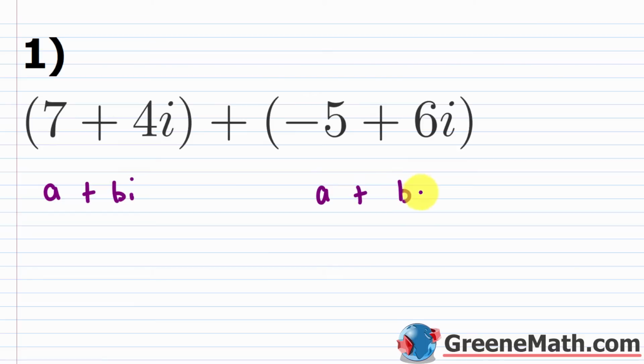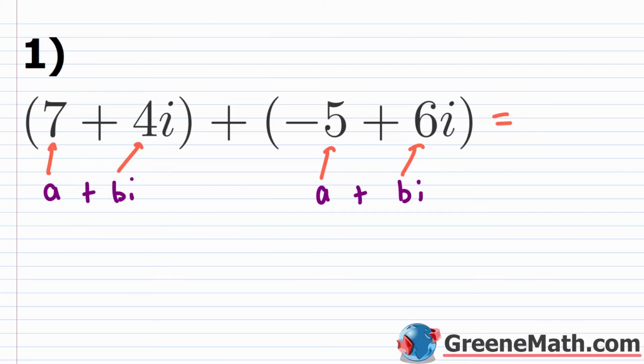So a plus bi. We know that a is the real part and b is the imaginary part. So for this first complex number, a is 7. That's your real part. And then b is 4. That's your imaginary part. Over here for the second complex number, a is -5. That's your real part. And b is 6. That's your imaginary part. If you want to add these together algebraically, you're going to combine what you can.